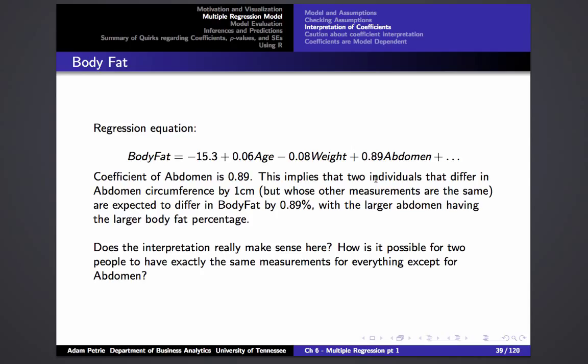And so here is where we might question the interpretation of this coefficient, because it seems rather unrealistic to really stumble upon two identical individuals with regard to age, weight, and every other physical measurement, but who happen to differ in abdomen circumference by 1 centimeter. Are there really two individuals out there? Well, maybe, maybe not, but that is what the interpretation of the coefficient is telling us. It's imagining two individuals who really are identical except in terms of their abdomen circumferences, and the coefficient tells you the expected difference in the y value between them.